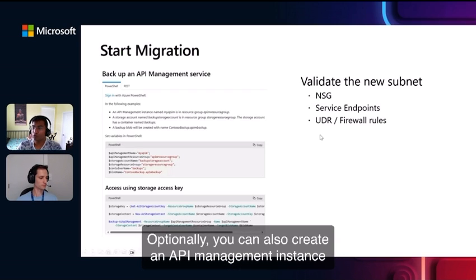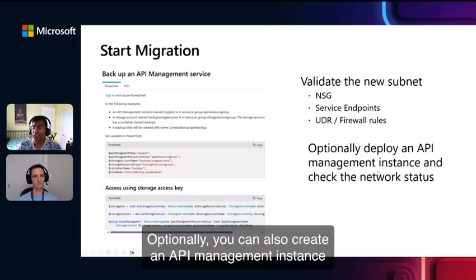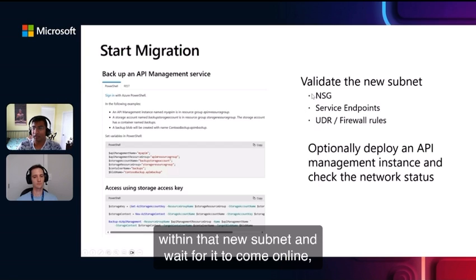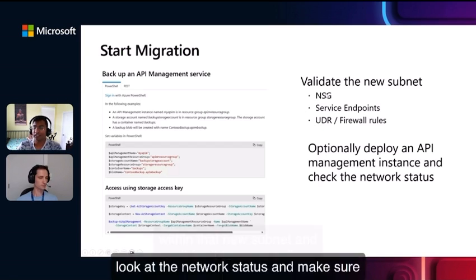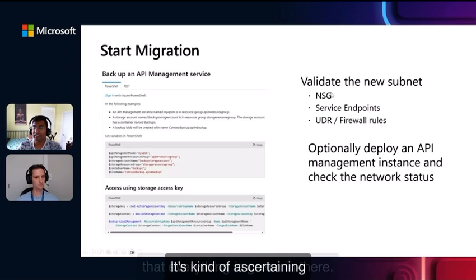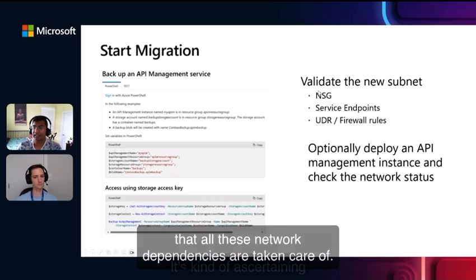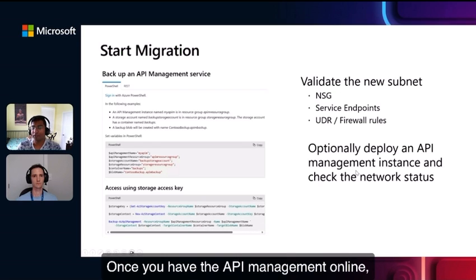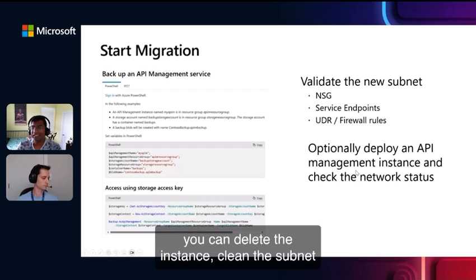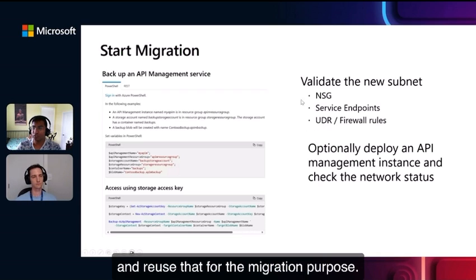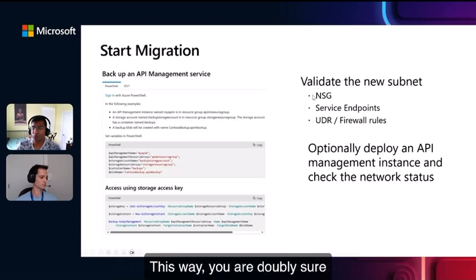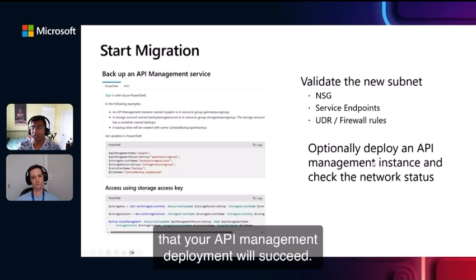Optionally, you can also create an API management instance within that new subnet and wait for it to come online. Look at the network status and make sure that everything is green in there. It's kind of ascertaining that all these network dependencies are taken care of. Once you have the API management online, you can delete the instance, clean the subnet, and reuse that for the migration purpose. This way, you are doubly sure that your API management deployment will succeed.